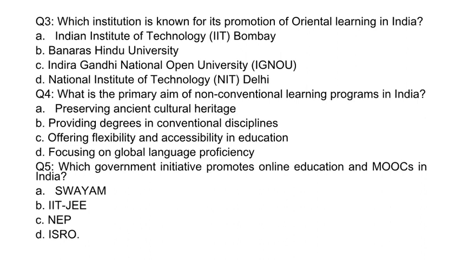Question 4 is, what is the primary aim of non-conventional learning programs in India? A. Preserving ancient cultural heritage. B. Providing degrees in conventional disciplines. C. Offering flexibility and accessibility in education. D. Focusing on global language proficiency. Correct answer is C. Offering flexibility and accessibility in education.